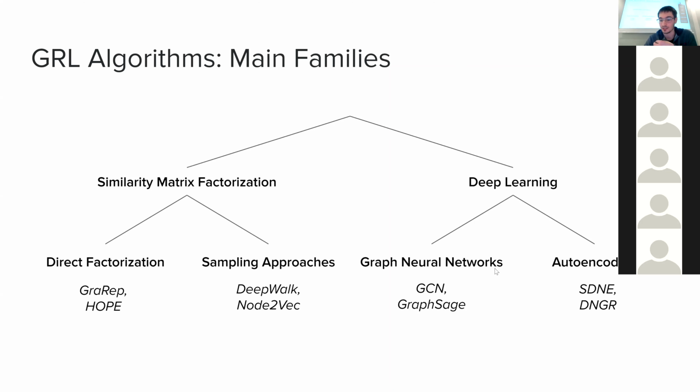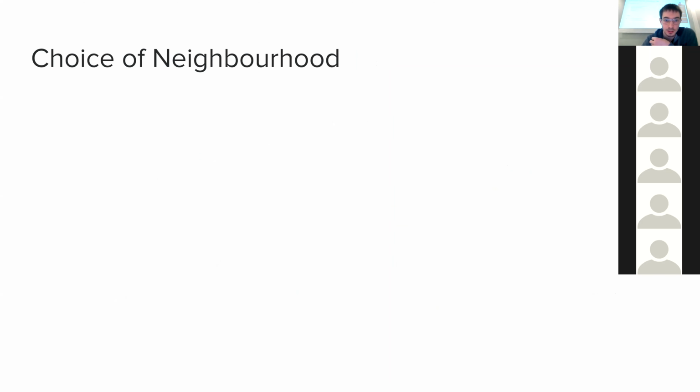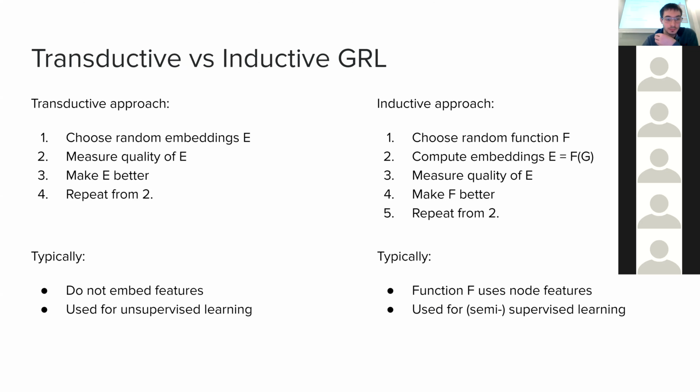Someone? Yeah, hi. Can we go to the transductive and inductive slide, please? Yes, sure. So here, when we're doing this algorithm, choosing something and then going down to 5, repeating from 2, does the dimensionality of the embedding change, or will it remain the same dimension? You mean how long each embedding will be? Yeah. So typically we would keep it the same.